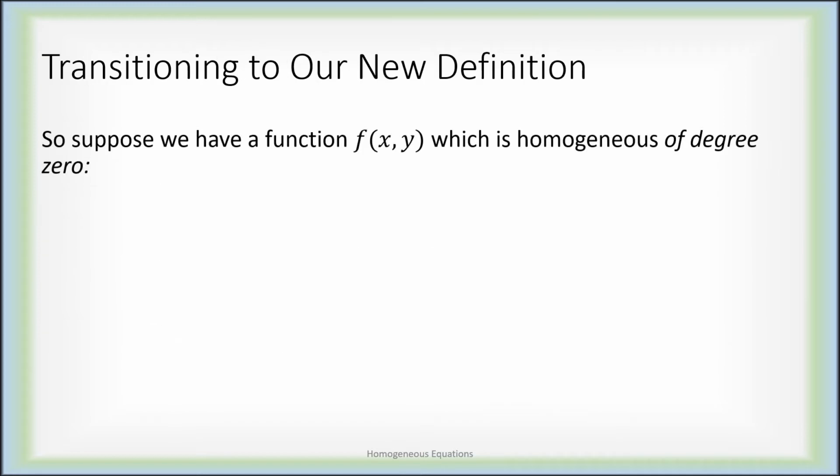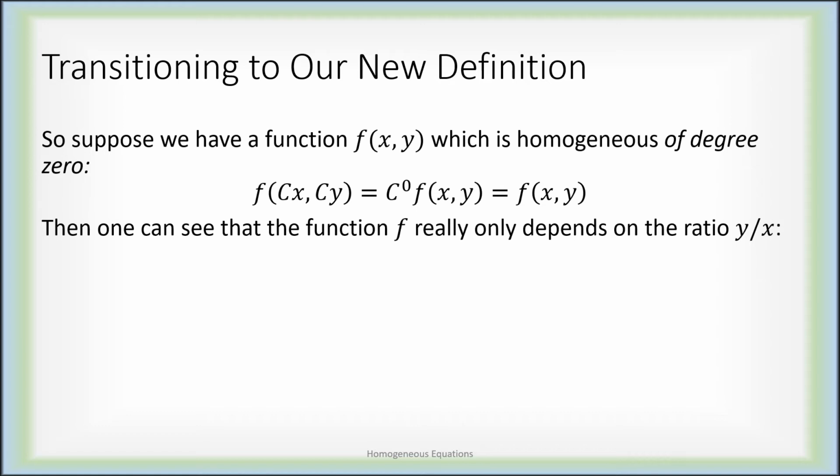Now suppose you have a function f of x, y which is homogeneous, but specifically of degree 0. In other words, if you rescale the inputs x and y, so f of cx comma cy, what factors out from the function is c to the 0 power, so f of cx, cy is actually just equal to f of x, y. Then one can see that f actually depends only on the ratio between the two inputs.